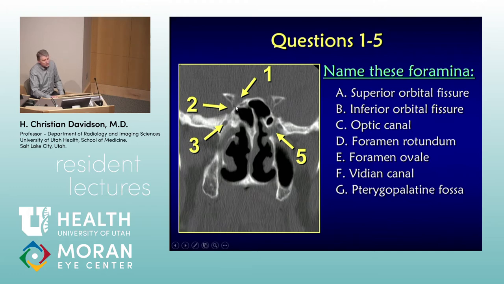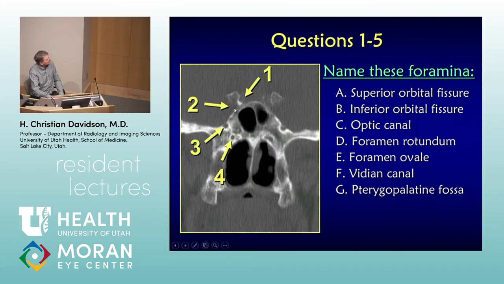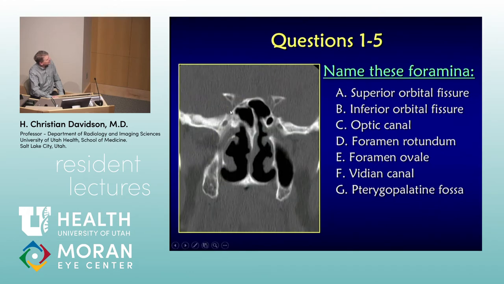What's the little piece of bone called that separates the optic canal from the superior fissure? Optic strut. And in fact, if you think about the anatomy of the fissure, the superior fissure and the inferior fissure are really a continuous structure. They're separated by the bone at the top of rotundum. Through rotundum goes what? V2. And everything else that's important pretty much goes through the superior fissure.